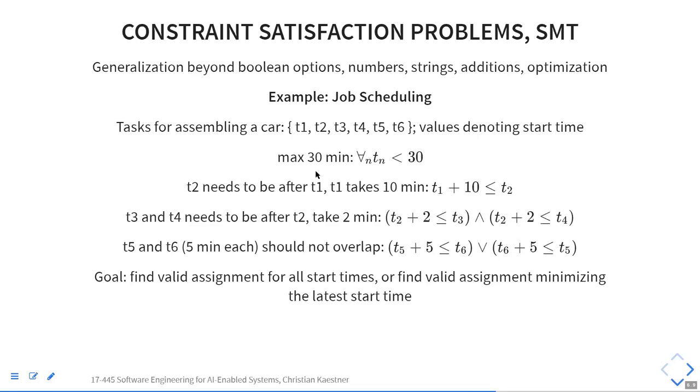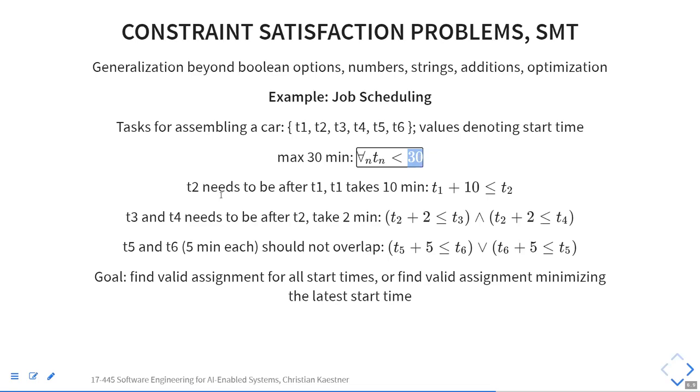I tried to take this out of a textbook, where you have a task of assembling a car: put on one tire, put on the other tire, put on the roof or a door or something like this. There are certain things that can happen in parallel and certain things that need to happen sequentially. A way to encode this is that you have a bunch of variables and each variable is the time when an activity starts. And then you say the last activity needs to start at the 30th minute.